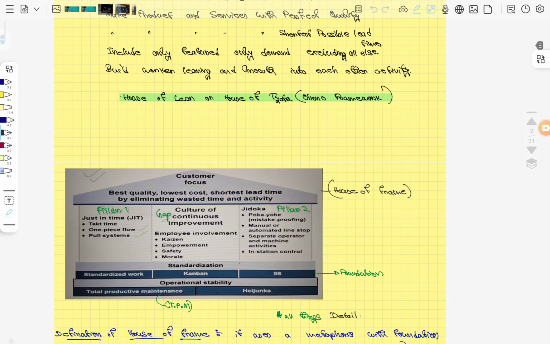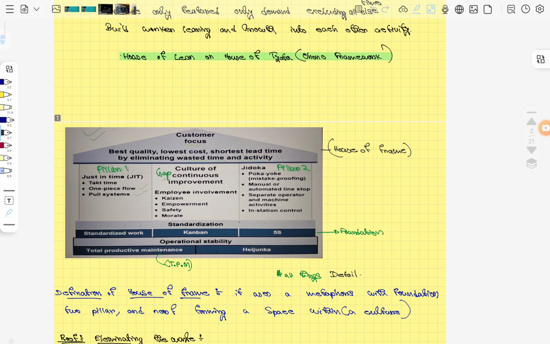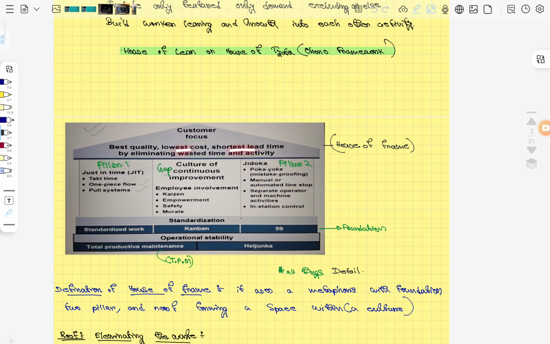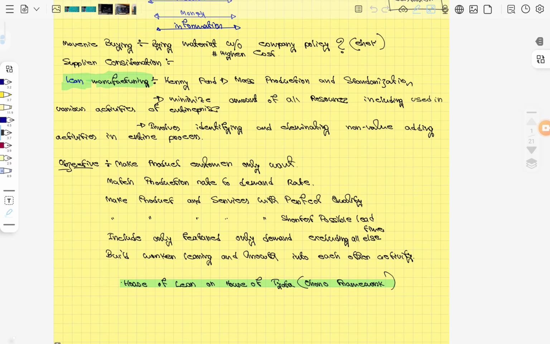House of lean, or the house of Toyota. It has three pillars, like a house is built. At the top, there is customer focus, that is best quality, lowest cost, shortest lead time. These are all things that are in supply chain management.